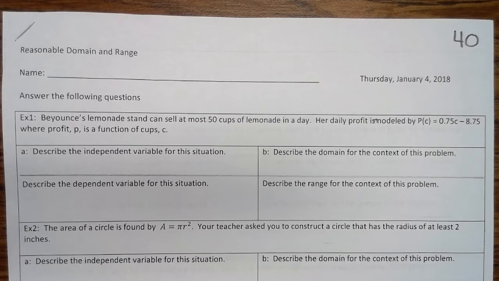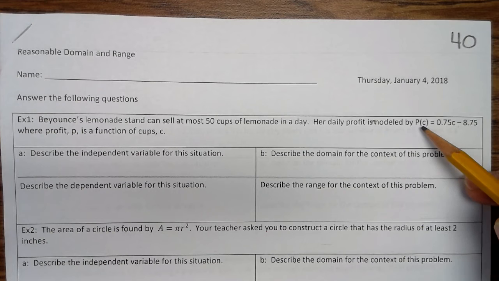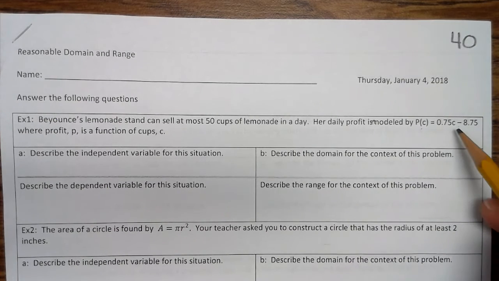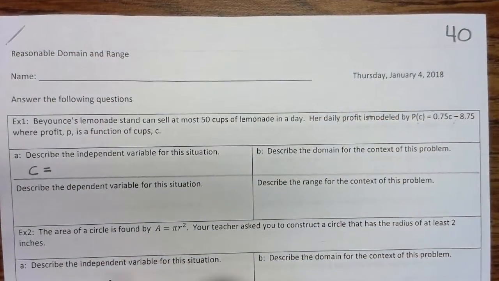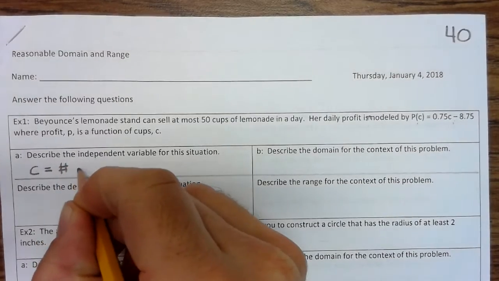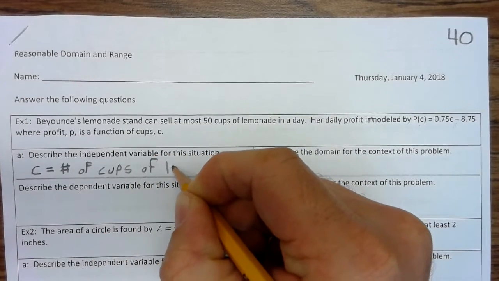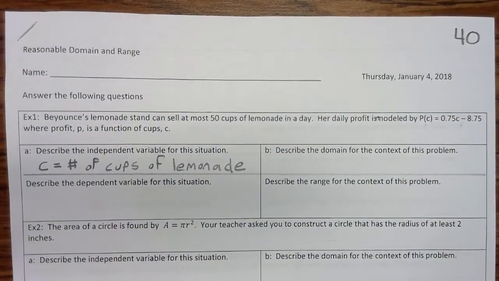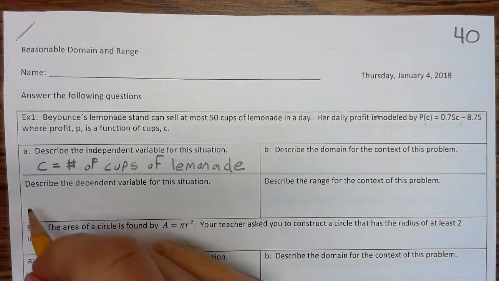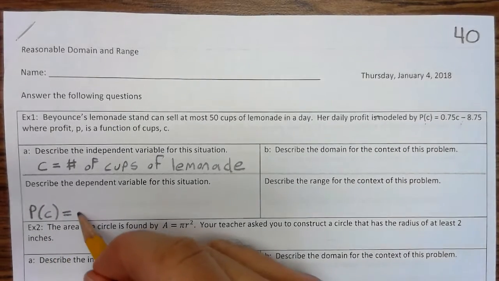All right, now the easiest way to remember independent dependent is independent is the variable inside of the equation, okay? And the dependent is always what's outside, okay? So in this case, the inside variable is C, so the independent is C, the number of cups of lemonade. Okay? So the dependent is the P of C, which equals amount of profit.